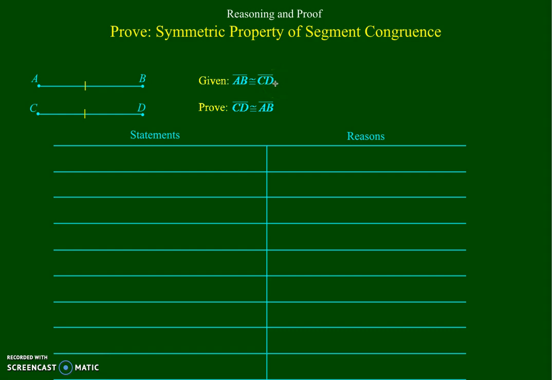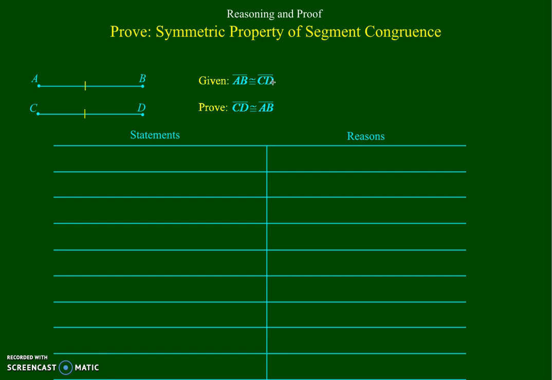And I also remember that I have a reflexive property, a symmetric property, and a transitive property of equality. So since I need to swap sides, and I can't use the symmetric property of segment congruence yet because I haven't proved it, I'm going to have to use something else to get me to that point. Since I do have the symmetric property of equality, I'm going to use that to show that I can swap the sides of these two segments.